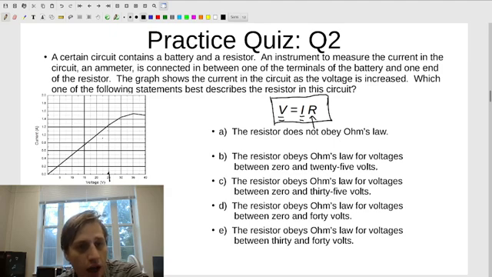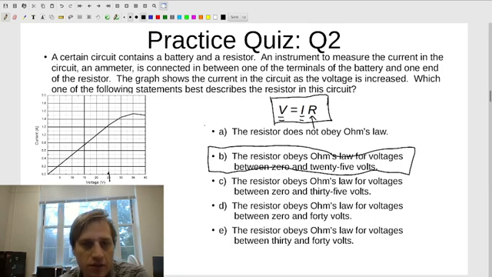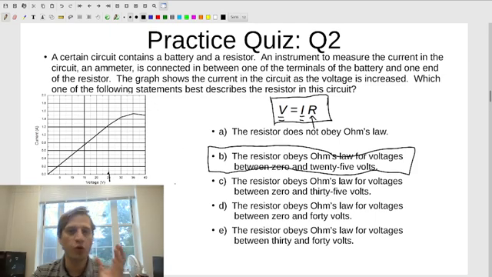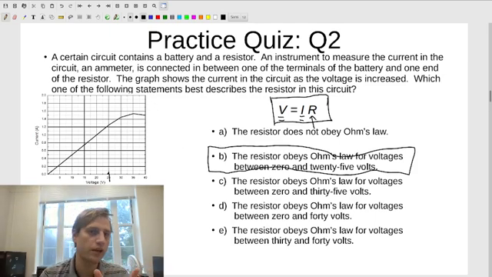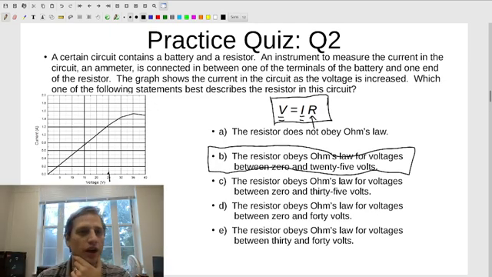So past 25 volts, this object shows non-ohmic behavior. But the resistor does obey Ohm's law between 0 and 25 volts. And that's pretty normal. That's what we expect. We expect that objects that we call resistors are only going to be resistors over a certain range. And so if we're going to be engineers and go and design devices, we have to know what that range is. We're going to have to test it to be certain that we're not making expectations that our objects cannot fulfill.